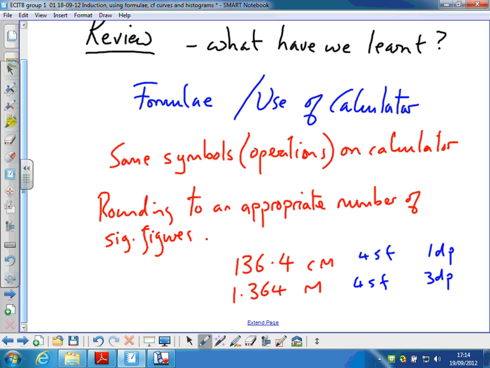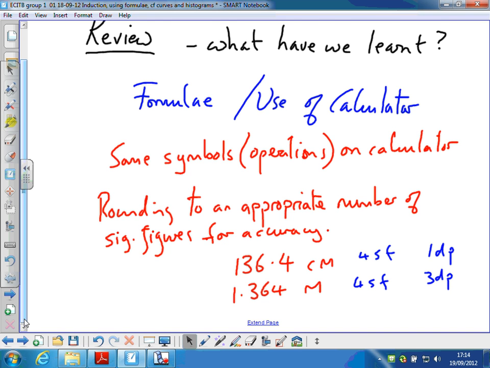Some lecturers will talk about rounding to a number of decimal places, but really that's not what's important. It's the number of significant figures that's important, because they're the ones we measure. Okay, good, thank you. So rounding to an appropriate number of significant figures for accuracy. Just because a calculator gives you hundreds of decimal places, it doesn't mean it's more accurate. It's what you put in that gives you the accuracy.